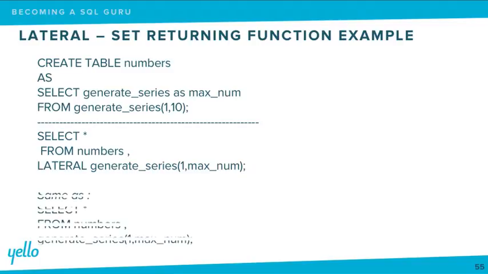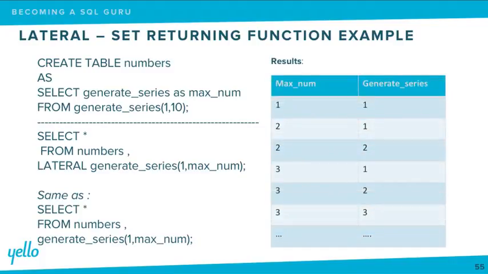So in this case, I could write it in two ways. I could specify the lateral keyword, or I could not. The result is going to be the same. So if we start out with our original max number, we see for 1, we generate a series of just 1. For 2, we get 1 and 2. For 3, we get 1, 2, 3. And it keeps going for all 10 numbers.